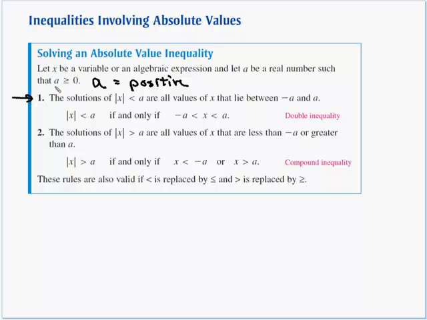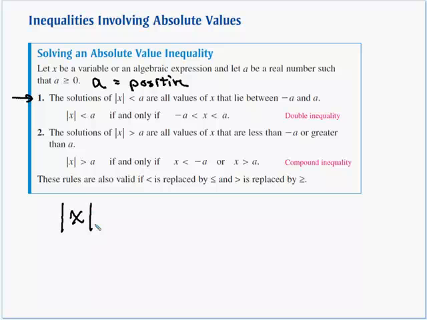The first one, the solutions of the absolute value of x is less than a are all the values of x that lie between negative a and positive a. In other words, the absolute value of x is less than a if and only if negative a is less than x is less than a. And we can think about it this way.